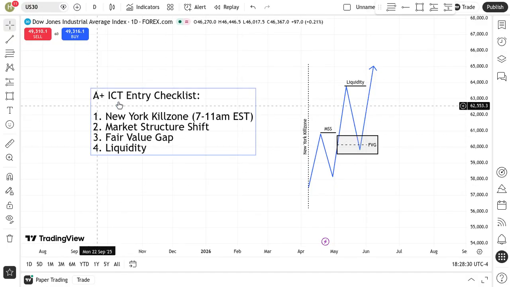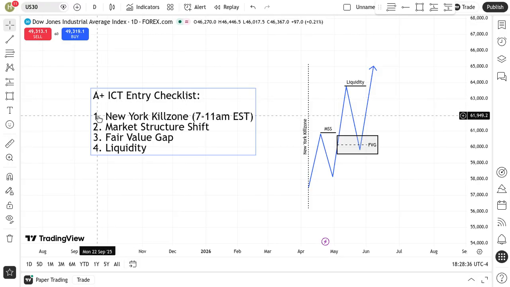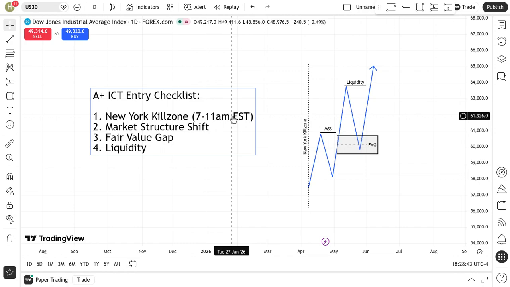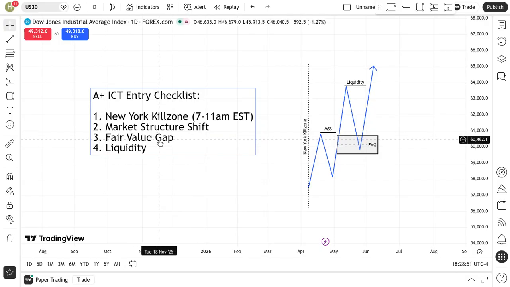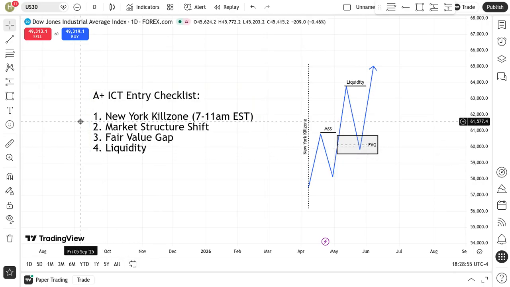This A plus ICT entry checklist is very simple, but you do not want to miss any of these steps, so pay close attention. The first step is making sure that you are in the New York kill zone, so this is 7 to 11 a.m. Eastern Standard Time. The second step is you want to look for a market structure shift after the kill zone has started. The third step is you want to have a fair value gap form. And then the fourth step is having liquidity. You do not want to skip any of these steps if you want to have an A plus ICT setup.